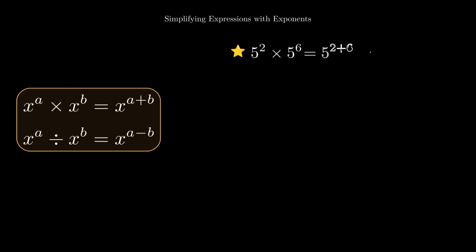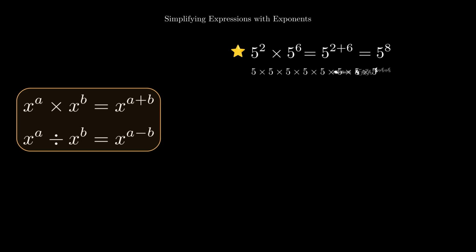Here we have 5 raised to the power of 2 times 5 raised to the power of 6. The base number is the same in both expressions, which is 5. So we add the exponents. After adding the exponents, we get 5 raised to the power of 2 plus 6, which is 5 raised to the power of 8. If we multiply 5 by itself 2 times and then multiply 5 by itself 6 times and then multiply the results, we still get 5 raised to the power of 8.